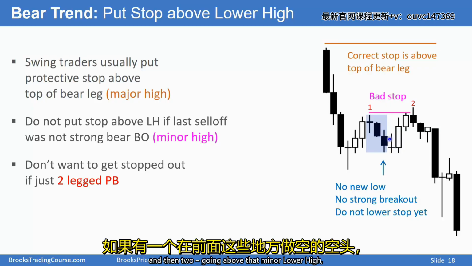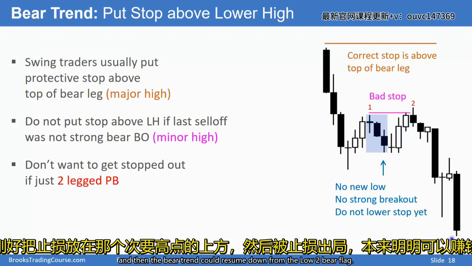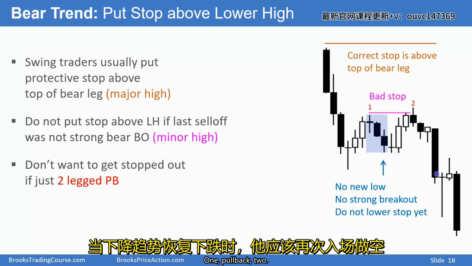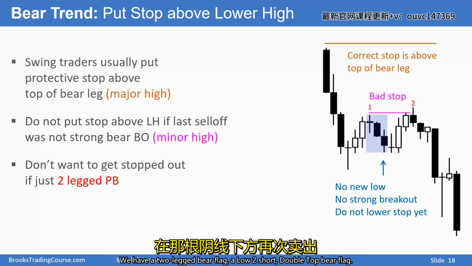A bear who sold down here, anywhere in here, and then put a stop just above that lower high, lost money in a bear trend. And if the bear made that mistake, he should get short again as the bear trend resumes down. So he would sell again below that bear bar.